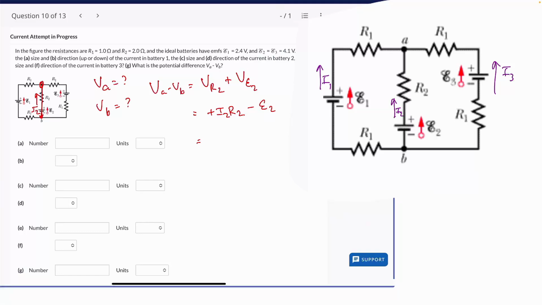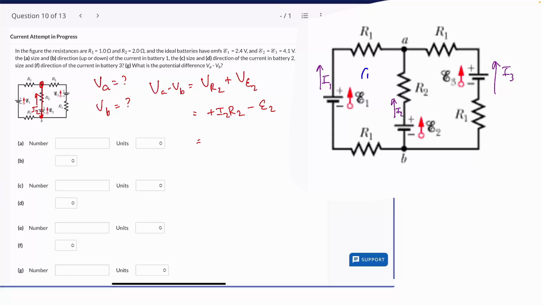Okay. So again, I pick those, right? Those are up to me. The problem doesn't tell me. Okay, so now what do I define? Loops. Got to have current directions, got to have loops to be able to do a Kirchhoff's law problem. So I see 3 loops.